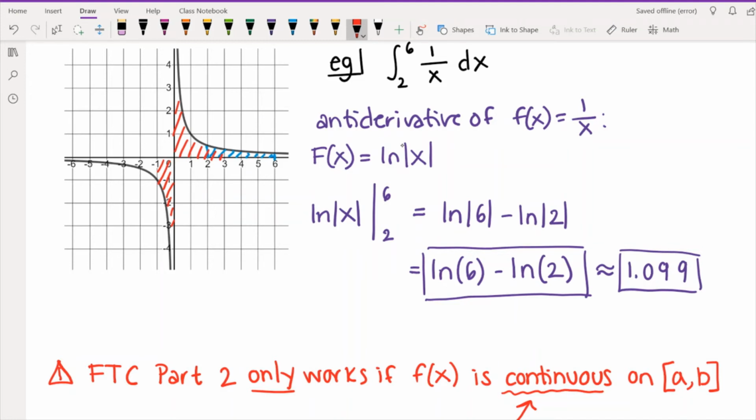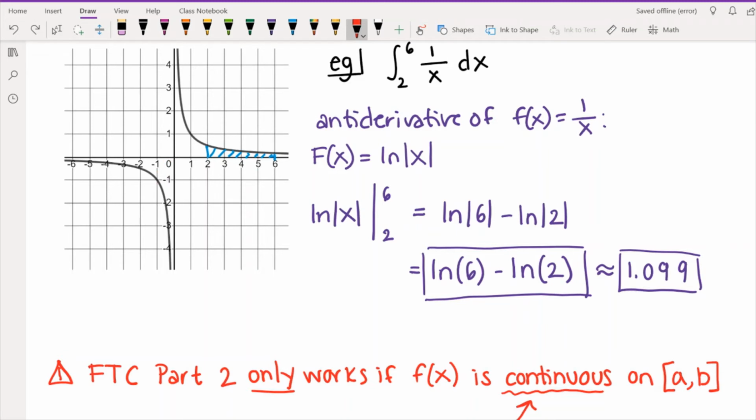It doesn't really fit the same kind of characteristics as the other functions we've been looking at. So we'll actually learn how to evaluate integrals like this towards the end of the quarter. It's called an improper integral, and there's other methods. We basically have to use limits to deal with integrals like this. But for now, just know that FTC just doesn't work in these situations.